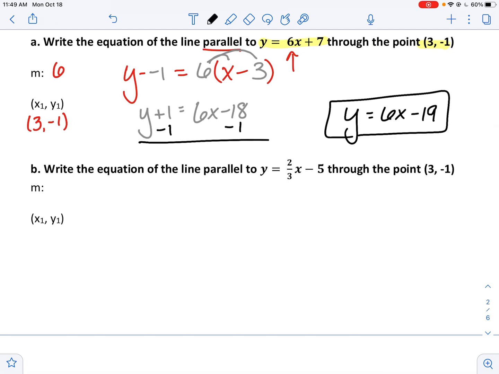All right, so again, parallel lines. Let me do this in blue this time. Parallel to this equation and through the given point. So parallel, we know, is the same slope, so I'm going to reuse 2/3. And my x1, y1 was 3, negative 1. So I'll take my point-slope form, and I will substitute in my y1, which I know is negative 1, my m, my slope, which is the same since it's parallel, and my x1 is 3.